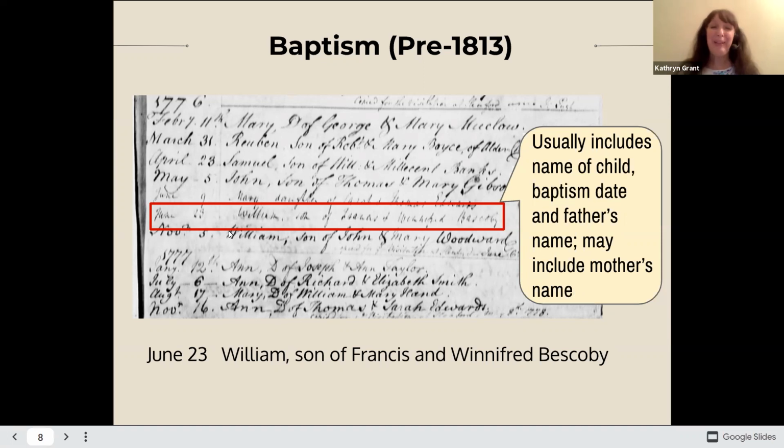And because these are a little bit difficult to read, I'm always putting a transcription down at the bottom of the page so that you can tell what the highlighted part says. So this is just a record that on June 23rd, William, the son of Francis and Winifred Bescaby, was christened.